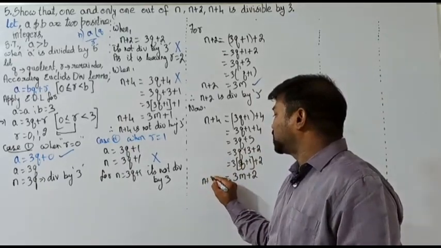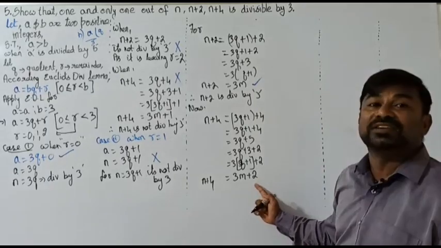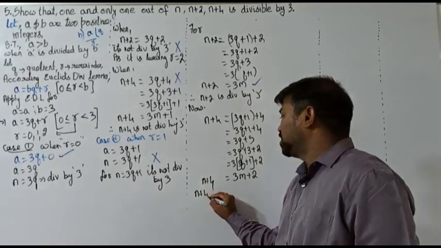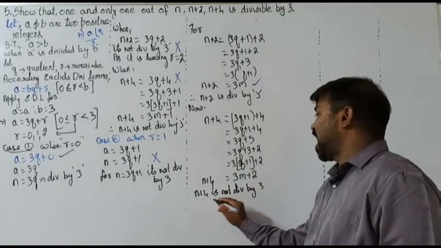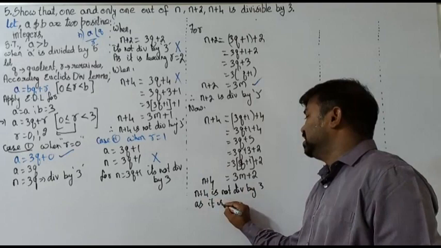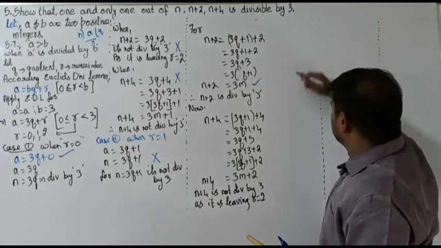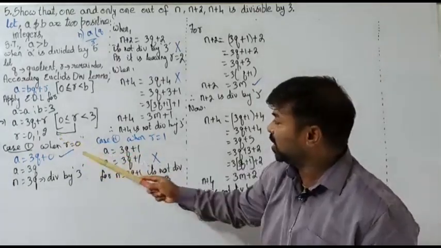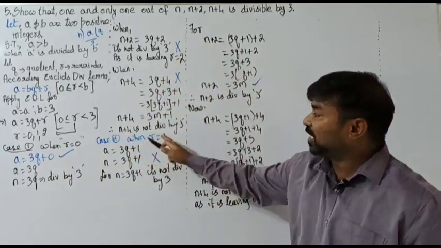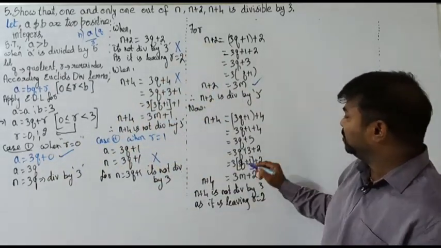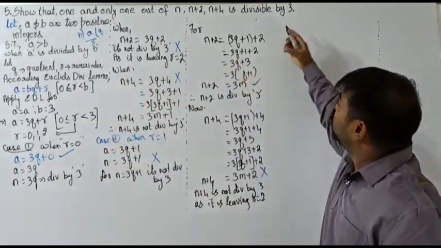Means this is n plus 4. Is it divisible by 3? No. Why? Because it is leaving a remainder. N plus 4 is not divisible by 3, as it is leaving remainder r equal to 2. Okay, now in case 1, only 1. For case 2, here it is not divisible, here it is divisible, again here it is not divisible. Case 1, only once. Case 2, only once.